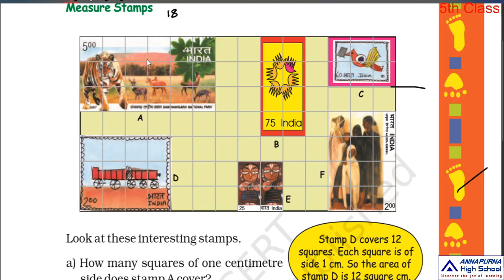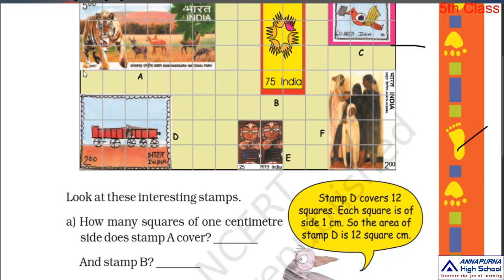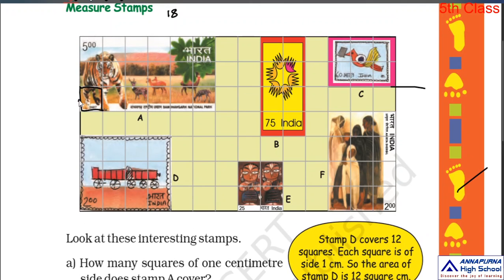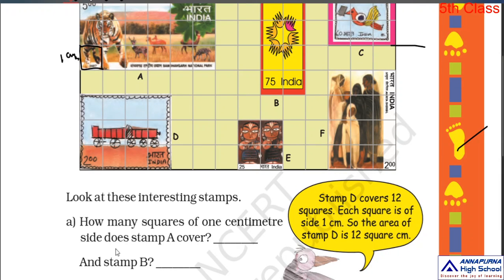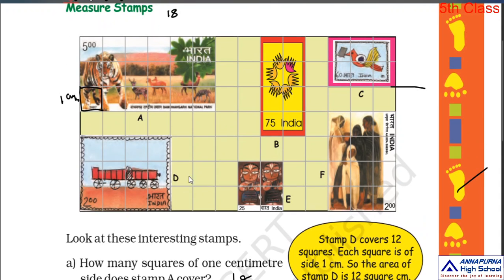How many squares of 1 centimeter side? This is 1 centimeter from here to here. This is the side. This is the square. How many such squares are there? 18 are there. Each side has the measurement 1 centimeter. So how many squares of 1 centimeter side does stamp A cover? 18 squares. If you count the squares, we will get 18.